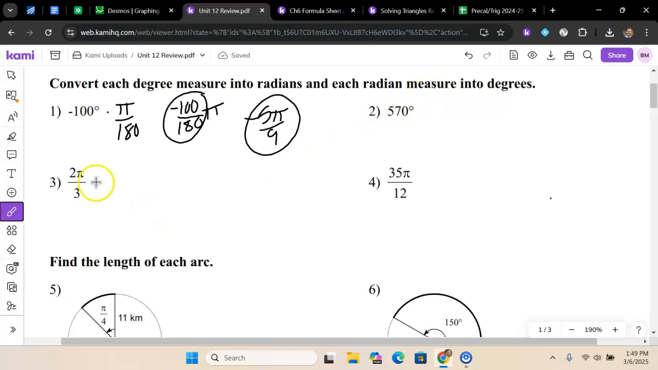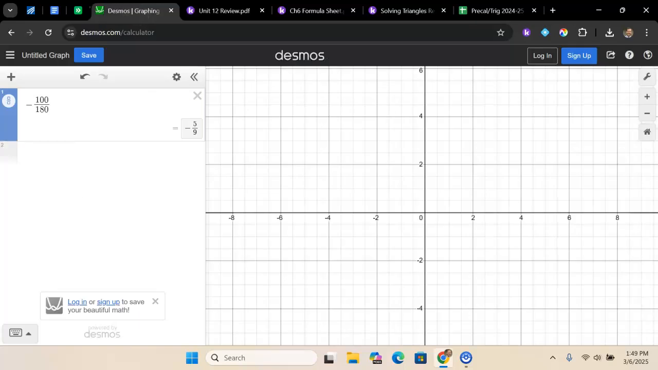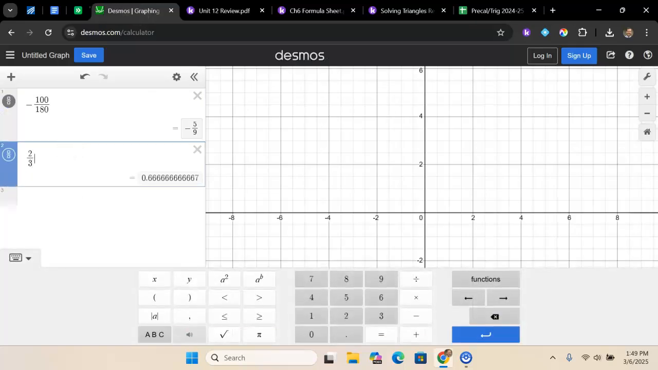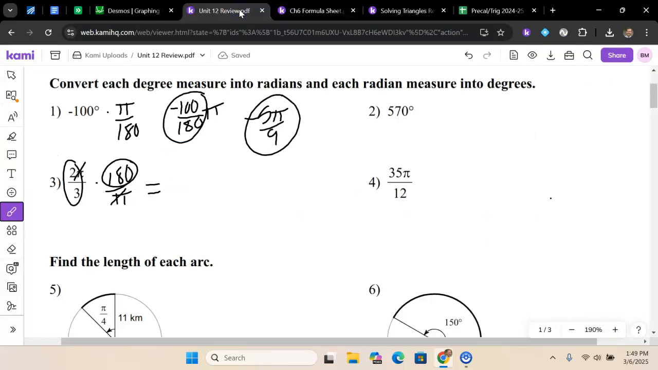Same thing for number 2. When we're going from radians to degrees, we multiply by 180 over pi. What's going to happen here every time is that the pi's will cancel each other out. So really all I need to do is 2/3 times 180, and that's exactly how I would plug that into the calculator. I would just do 2/3 of 180, which is going to be 120. That means our answer is 120 degrees. Okay, so those should be pretty easy, and again, you're given what to multiply by there.